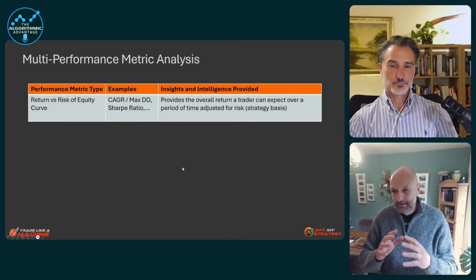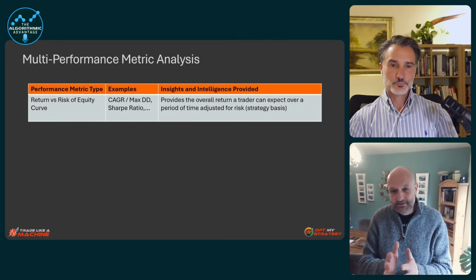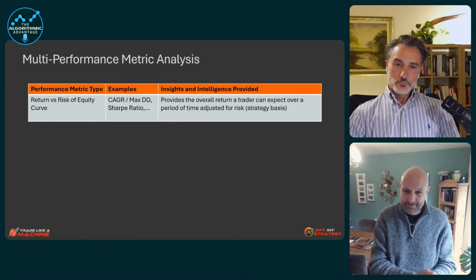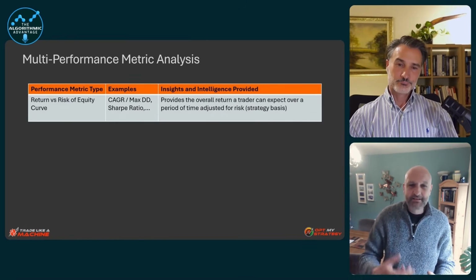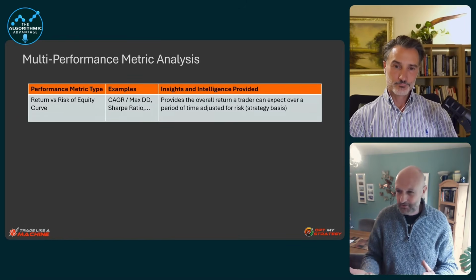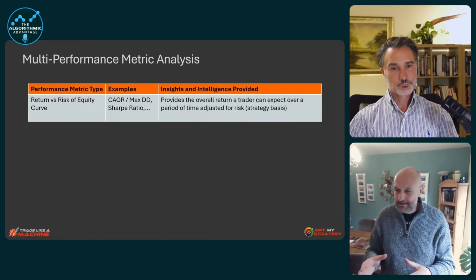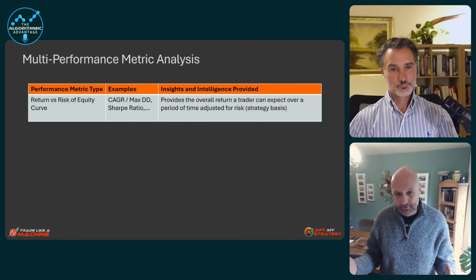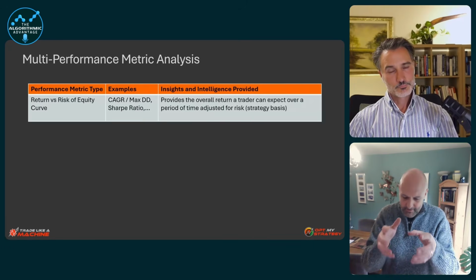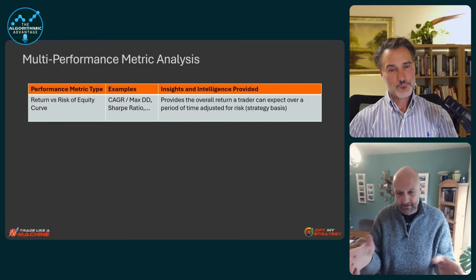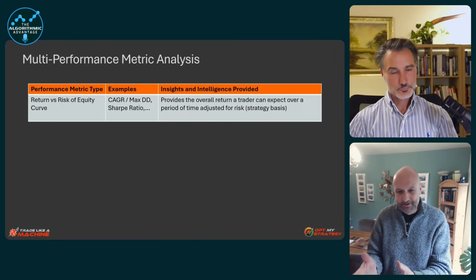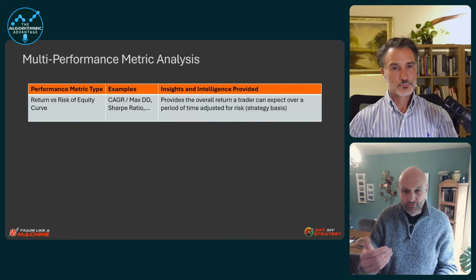Here we go. The thing that you have to realize is that different performance metrics tell you different things about a trading strategy. They tell a different story about it. So there are certain metrics like the Sharpe ratio, like the compound annual growth rate over the drawdown, that focus their attention on the equity curve. And they look at this balance between the reward that the equity curve delivers versus the risk.